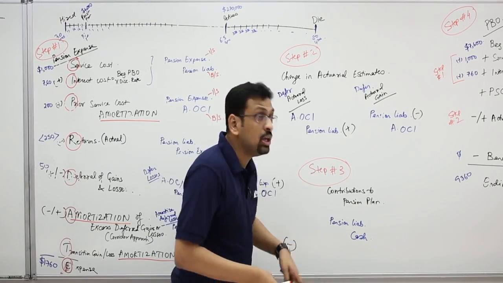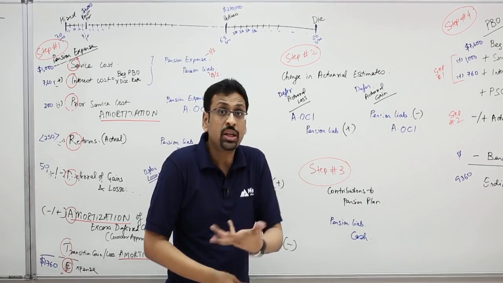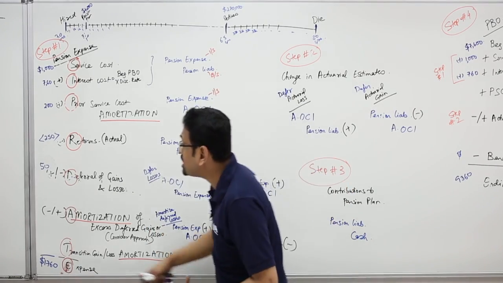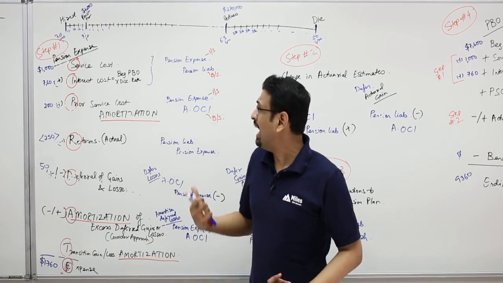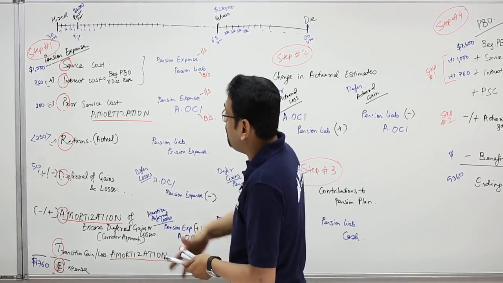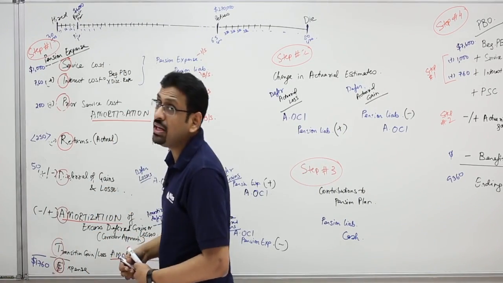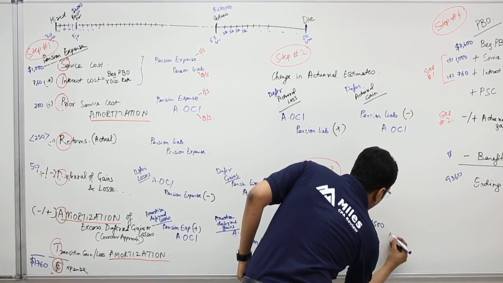Then step number 3, you're looking at how much was the contribution to the pension plan. Was the contribution equal to the expense, more than the expense, or less than the expense? In the current example or the numbers that I've been putting, I said that the pension expense is $1,760. The contribution was $1,500.